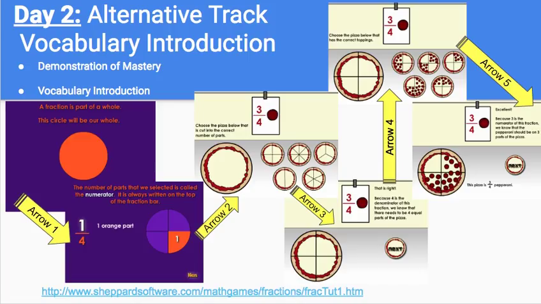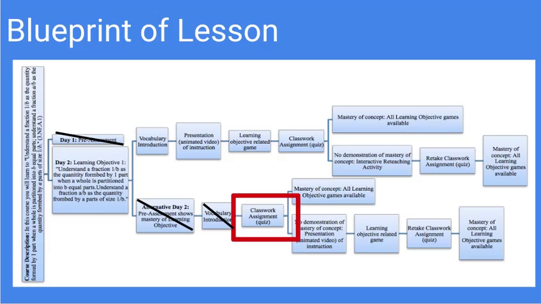This activity is still necessary for the students in the alternate track to complete prior to the quiz because it helps to fill in any gaps in background knowledge or to clear up any misconceptions they may have about fractions. It also provides them with some practice which gives them formative feedback on how they will do on the summative assessment. Once students in the alternate track have completed the vocabulary introduction activity, they would gain access to the classwork assignment or quiz.